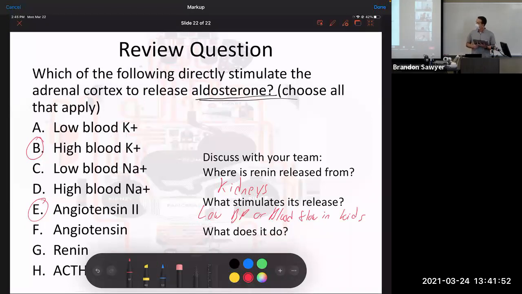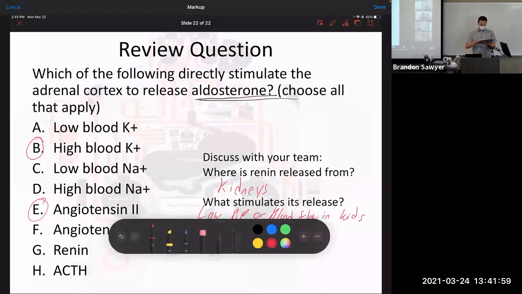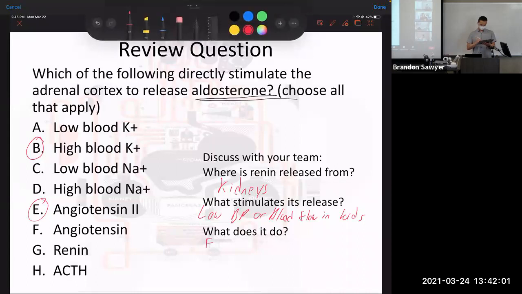And then what does that do? So it leads to the formation, back out of the way if I can, maybe I can put it up here or something, there we go. Formation of angiotensin II. That's really the importance of renin for us, is it's what causes the formation of angiotensin II.